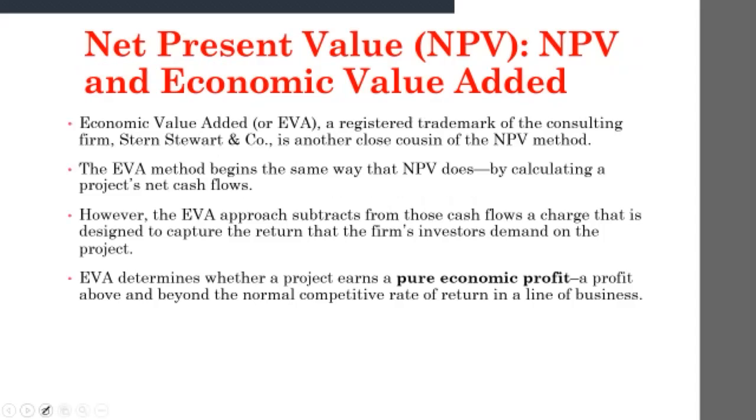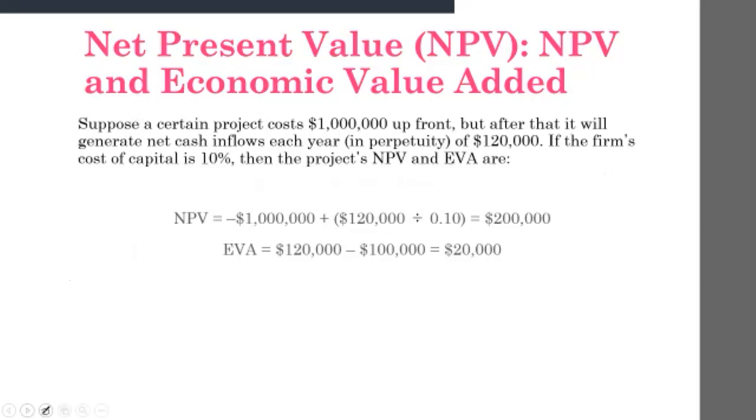Now, net present value also has another addition to it called economic value added, which is a registered trademark of the consulting firm Stern Stewart and Company. The EVA method begins the same way that the NPV does, by calculating the project's net cash flow. However, the EVA approach subtracts from those cash flows a charge that is designed to capture the return the firm's investors demand on the project. Now, EVA determines whether a project earns a pure economic profit, a profit above and beyond the normal competitive rate of this line of business.